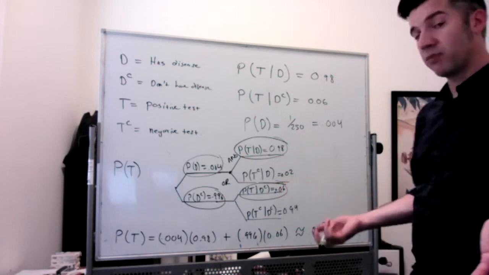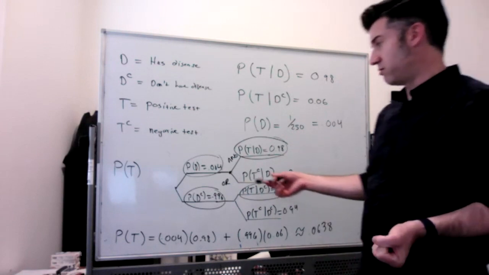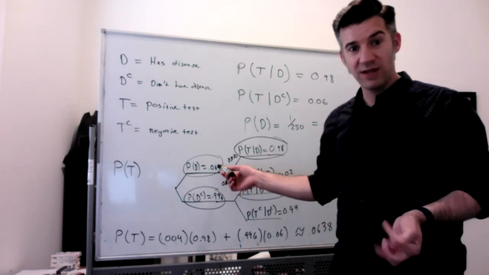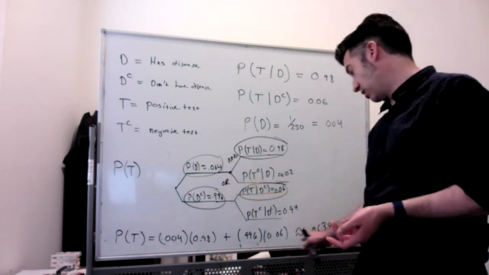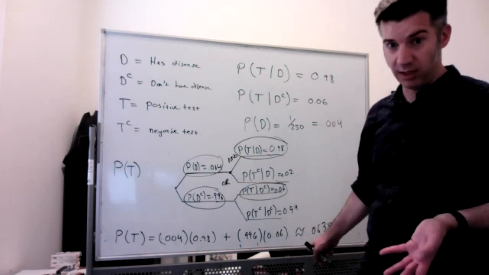Which is interesting, right? Because there's only a 0.4% chance of actually having the disease, whereas there's almost more than 6% chance of testing positive for the disease. Okay.